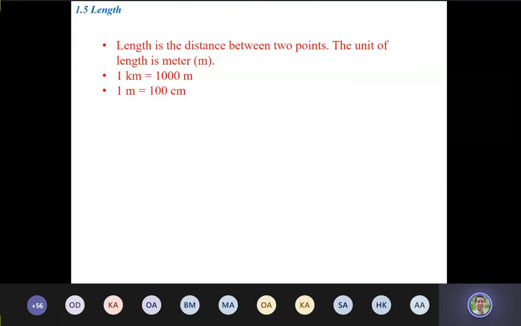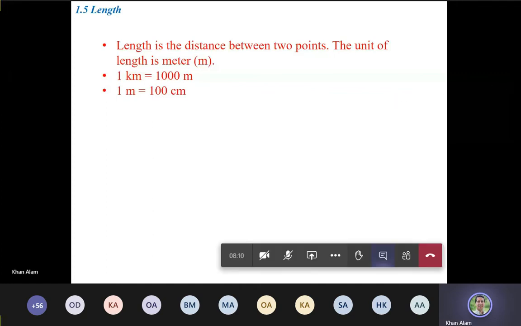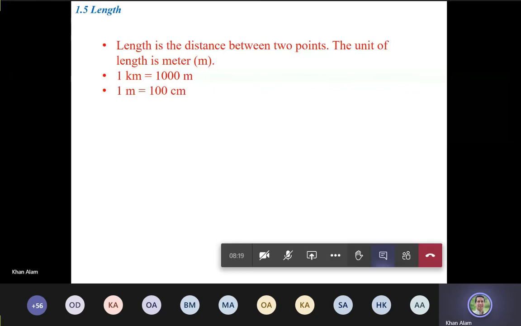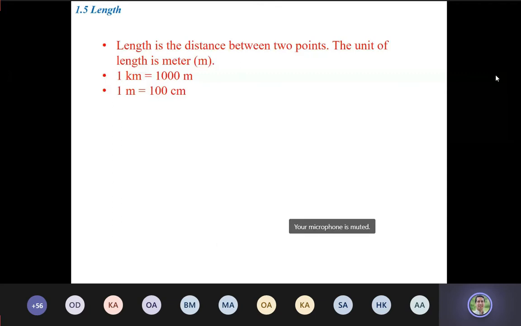Okay, so length is the distance between 2 points. When you are measuring the distance between any 2 points, that is called length, and the unit of that is meter. In general, when we are talking about meters, we are talking about relatively shorter distances. But as I gave you this example in yesterday's class, if I ask you what is the distance between your home and this university, most probably your answer will come out in kilometers. You might be saying 20 kilometers, 30 kilometers, or 100 kilometers.